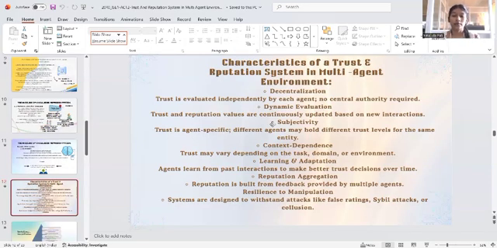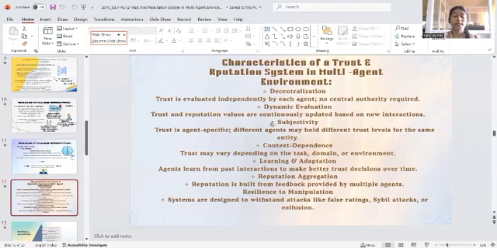And next one is context dependence. Trust may vary depending on the task, domain, or environment. Next one is learning and adaptability. In that characteristic, agents learn from past interactions to make better trust decisions over time. And last, reputation aggregation. In that characteristic, reputation is built from feedback provided by multiple agents.